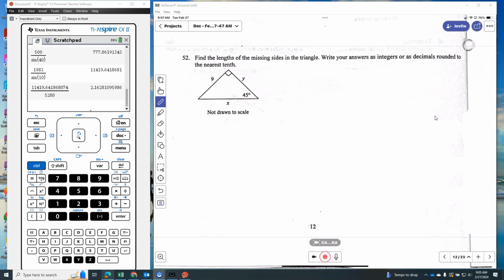Find the missing lengths. Find the lengths of the missing sides of the triangle. Write the answers as integers or decimals rounded to the nearest tenth. So that's 45, this is 45. And you don't have to memorize the 45, 45 interactive foldables. This is going to be x, x, x square root of 2. So this distance is actually 9, and this is going to be 9. So x is 9 square root of 2.